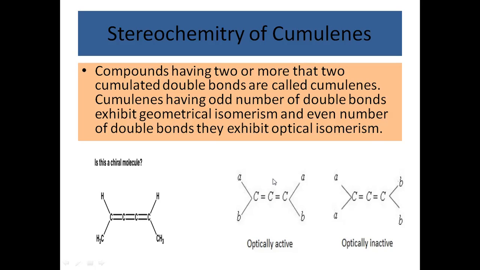The next one is this cumulene, whose terminal carbons contain the same groups. See, this carbon contains the same groups A and A, and the third carbon is also the same. Same groups are present on the terminal carbons. So it is optically inactive.